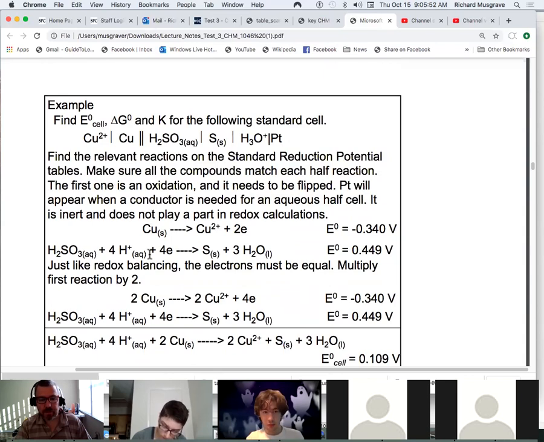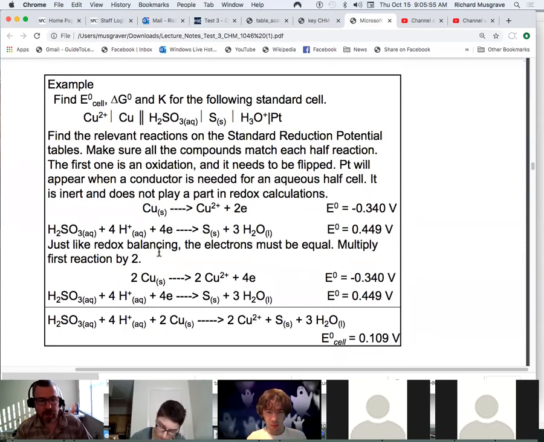So here's another example. Let's say we wanted to find E0 cell, delta G, and K for this cell. We've got copper 2+ and copper on the left-hand side of the salt bridge. And then we've got H2SO3 aqueous, S solid, and H3O+. And I've also got this platinum over here as well. On the right-hand side of the cell, we've got an aqueous solution with the H2SO3. We've also got solid sulfur, and then we've got H3O+.